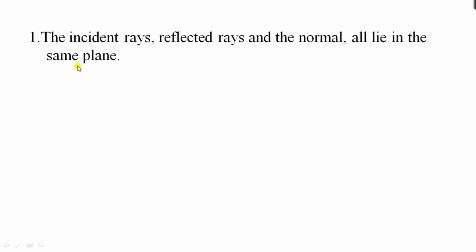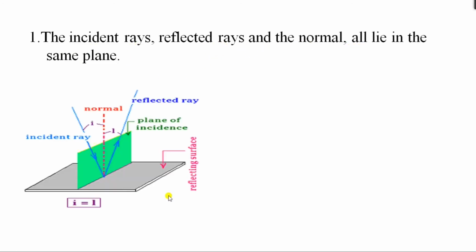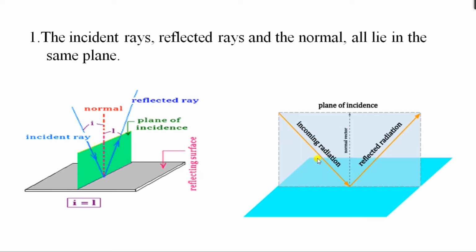The first law says the incident ray, reflected ray and the normal all lie in the same plane. In this picture you can see the incident ray, normal and reflected ray are in one plane, so that's why we can draw them on one piece of paper. And from another angle you can see the incident ray, reflected ray and the normal are in one plane, that's why I can draw them in one plane, otherwise I cannot draw them. So according to the first law, the incident ray, reflected ray and the normal lie in the same plane.